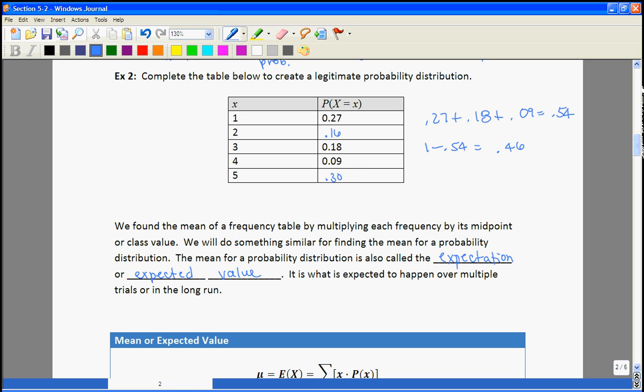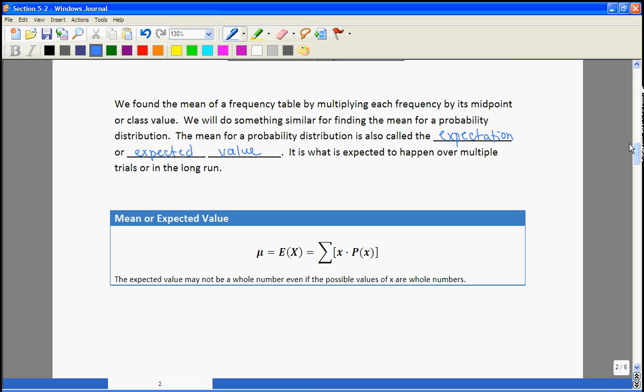And it's simply what is expected to happen over multiple trials or in the long run. So it's exactly the same as the average or the mean, but it's referred to as the expectation or expected value. So here, more formally stated, is the expected value formula. Mu, remember that notation for the population mean. If it were a sample, we would say X bar, but typically for random variables, you're going to see Greek letters. So mu equals E of X.